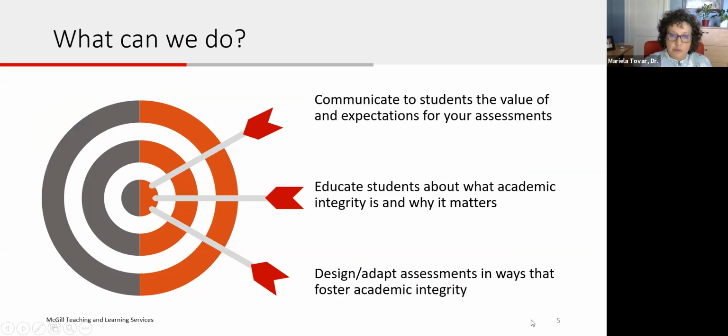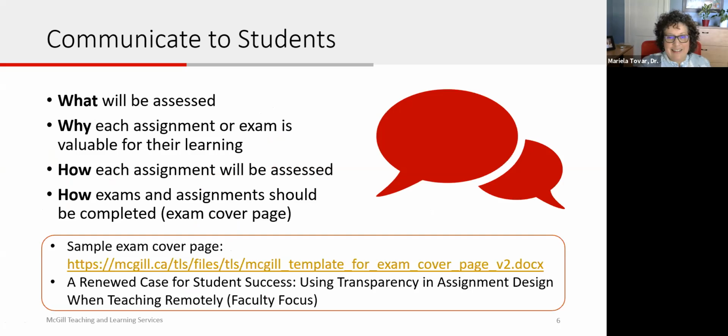So what can we do? So this is what we're proposing. We can communicate to students the value and expectations of our assessments. We can also educate students about what academic integrity is and why it matters. And third, we can also design or adapt assessments in ways that foster academic integrity. So that will be the structure of our presentation. Next slide, please. So communicating to students.